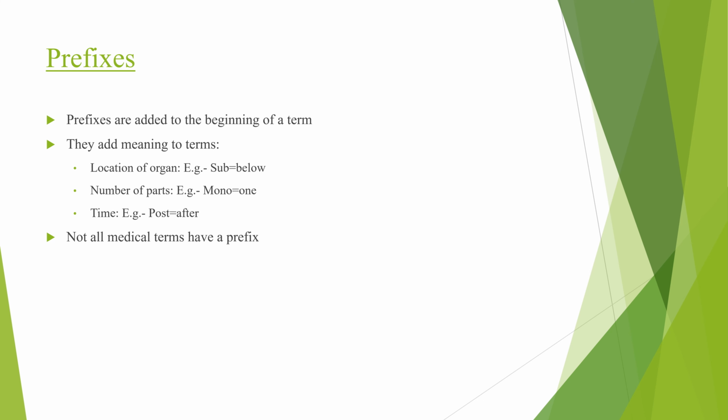Coming to the next word part, prefixes. Prefixes are added to the beginning of a term. The prefix may describe the location of an organ. For example, the prefix sub means below. The prefix can also describe the number of parts. For example, the prefix mono means one. Finally, the prefix may tell us time as in frequency. For example, the prefix post means after. While many medical terms do have a prefix, not all of them have a prefix.